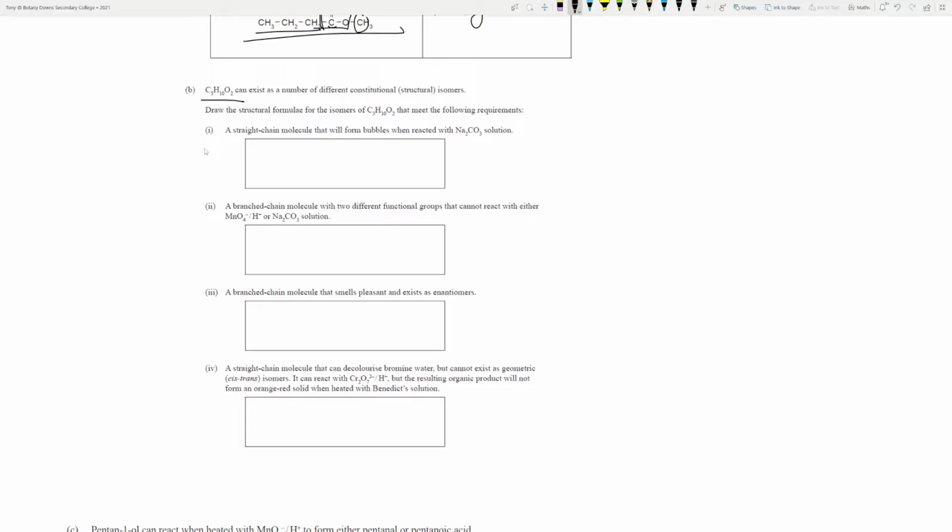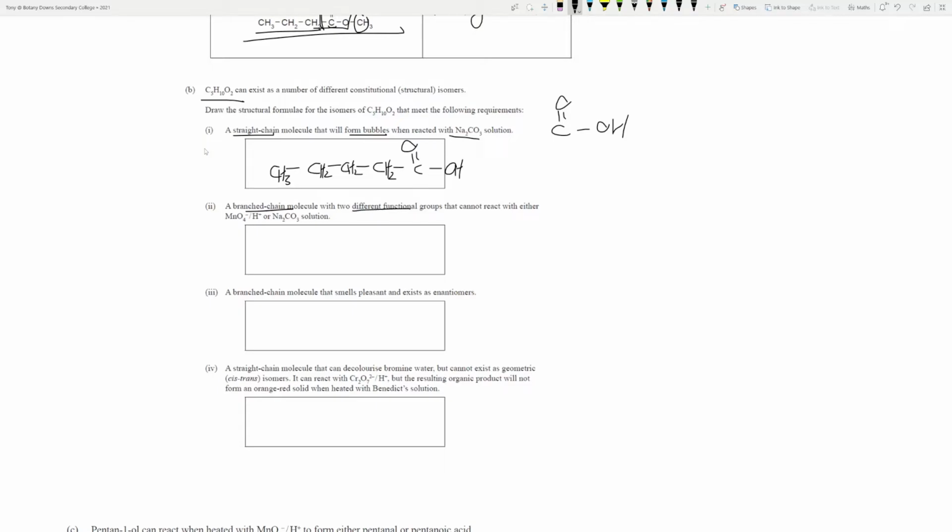All right, so a straight chain that will form bubbles when reacted with Na2CO3. So we know this must have a carboxylic acid. This is the easiest one, C5, just 5 carbons. They say straight chain, so just like that. You just need to understand that the functional group must be a carboxylic acid. Next one, a branched chain.